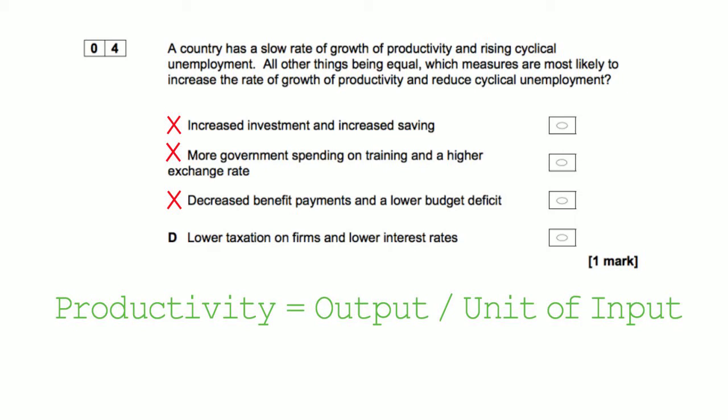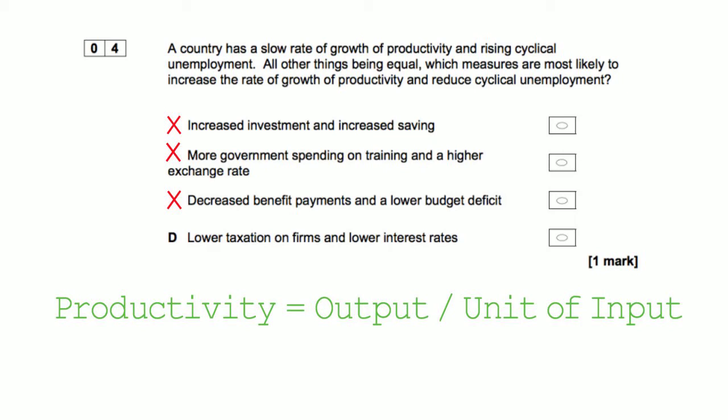If firms face lower taxation, it means that they have more money available to invest. If they increase the amount of investment that they undertake, it is likely that the productivity of their workforce would increase. So, lower taxation on firms would result in an increase in the rate of growth of productivity. Lower interest rates is an expansionary monetary policy, and this would cause aggregate demand to shift outwards. This would reduce the amount of cyclical unemployment.